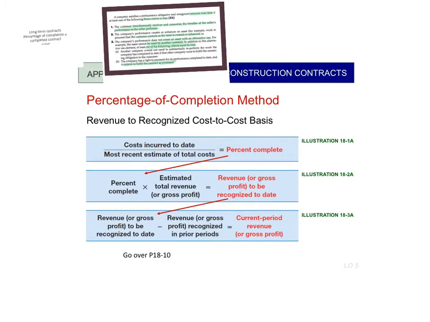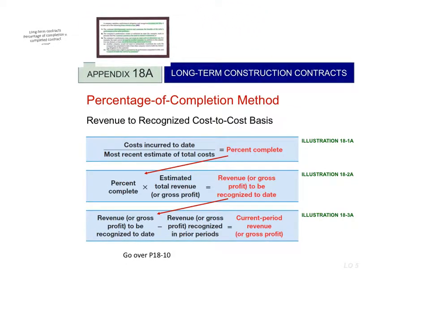And let's just assume that we have met those criteria, and we're going to go forward with the percentage of completion method. Under the percentage of completion method, we recognize revenue based upon either some external engineer approach, but more commonly, we look at the ratio of cost to date to the most recent estimate of total costs, and that tells us what percentage we are complete. And then we apply that to the estimated total revenue or gross profit, and that'll tell us how much revenue or gross profit should be recognized to date. And then we subtract any revenue or gross profit that had been recognized in prior periods in order to determine the current period revenue or gross profit. And so that's the general approach of the percentage of completion method.